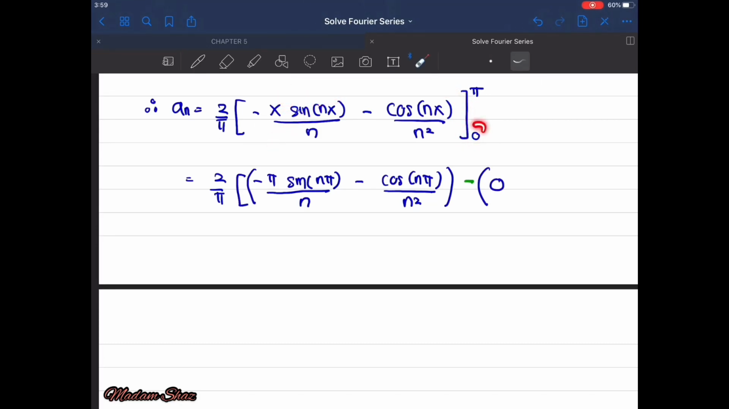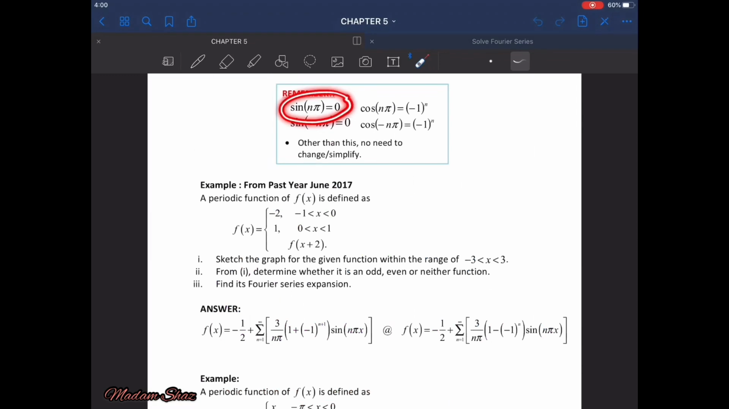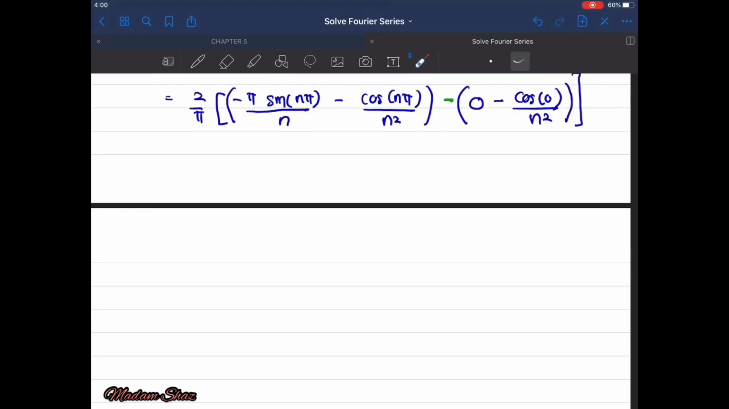Substitute 0 to the position of nx here. Cos n multiply 0 will become cos 0. Minus cos 0 divide with n square. So close the whole thing. So now we have to simplify the answer. Sin n pi, this one you have to refer to the table. Sin n pi is equal to 0. So this one automatically will become 0.